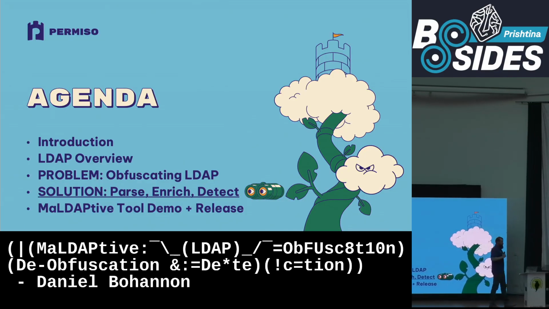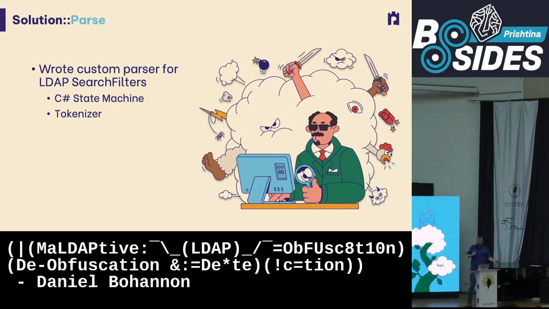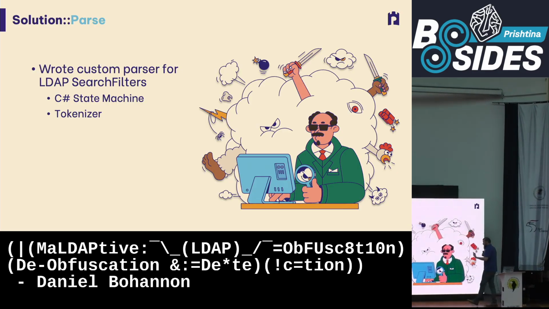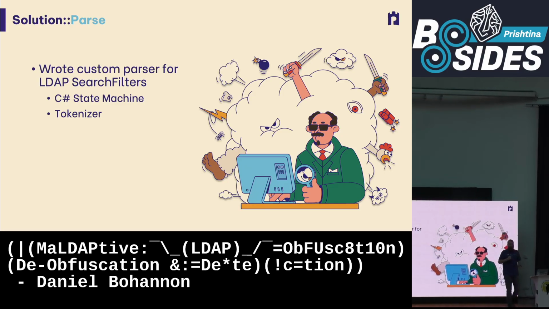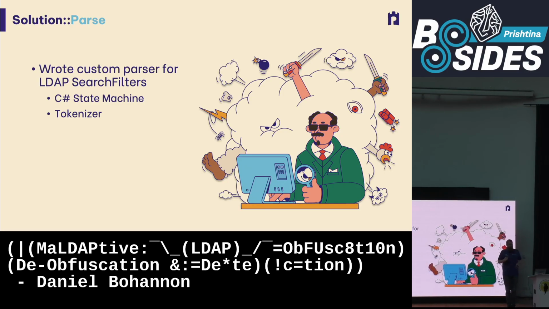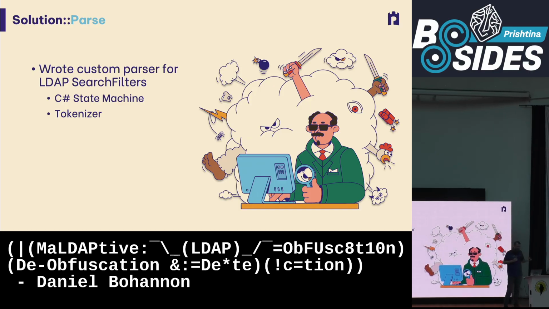So how, as defenders, do we deal with this? Well, we wrote this custom parser. We did it in C# as a state machine parser. We had never written a parser before. I would actually recommend it. It was really fun. It was a really different exercise. Certainly a lot of frustration, but a really rewarding experience.